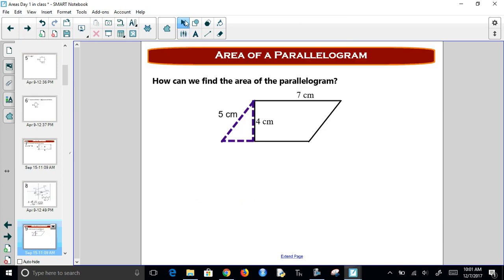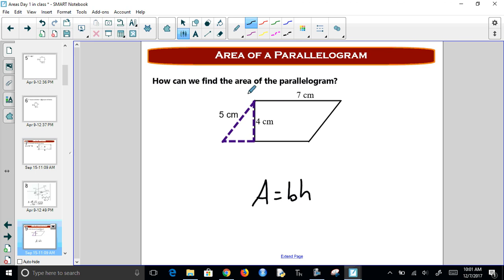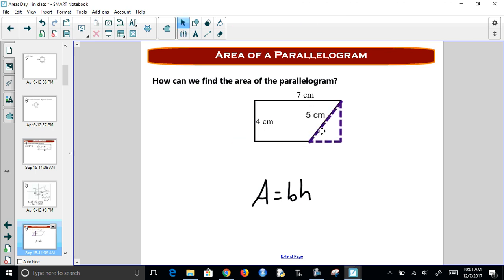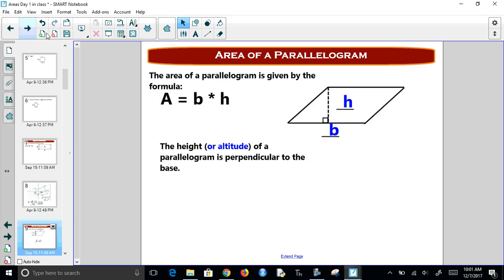All right, area of a parallelogram. Now, I can take a parallelogram like this and move it into a rectangle. I know the area of a rectangle is base times height, so I just do the same thing here. Area equals base times height. But the thing to think about is this 5 doesn't have anything to do with the formula, because the base is going to be the perpendicular base, because that's what we need when we make a rectangle. So it's 7 times 4, which is 28 square centimeters.